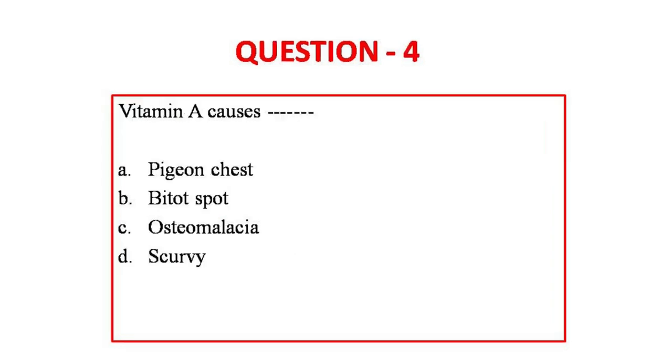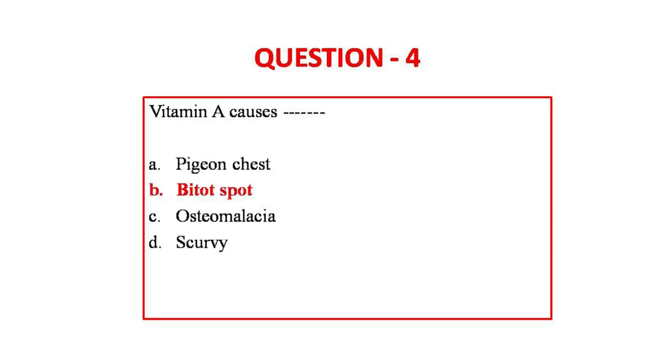Question number 4. Vitamin A causes, 4 options they've given: pigeon chest, Bitot spot, osteomalacia and scurvy. So vitamin A causes, you have to see, night blindness, everybody will think about it. Here it is Bitot spot. So if you take pigeon chest, it is present in vitamin D deficiency. Scurvy is present in vitamin C deficiency. Osteomalacia is also present in vitamin D deficiency.